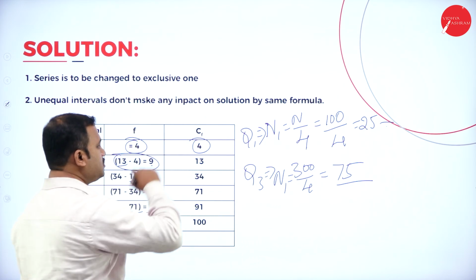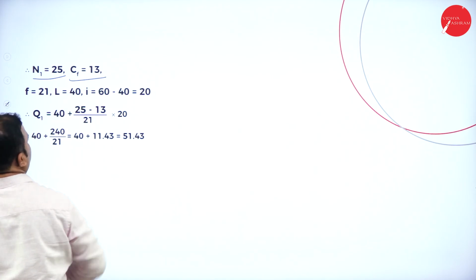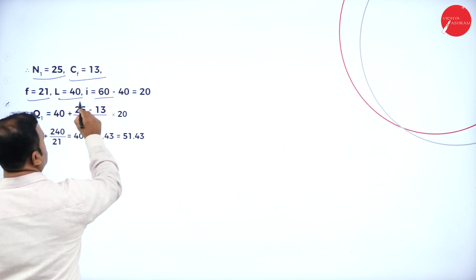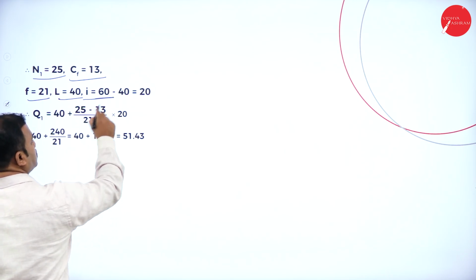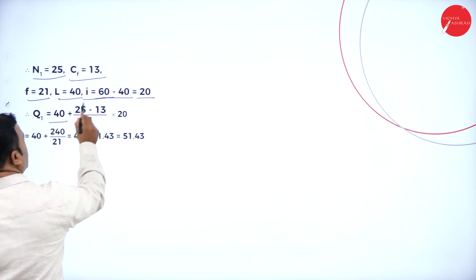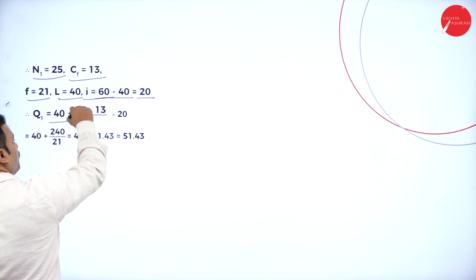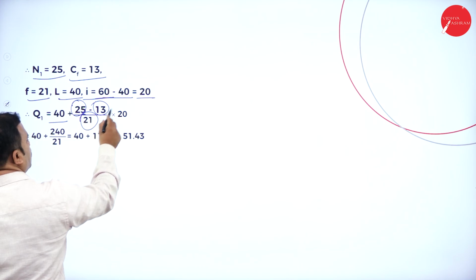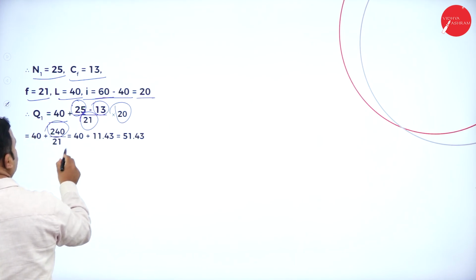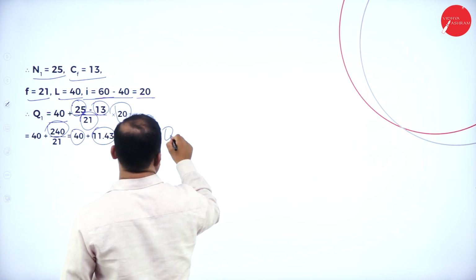Now, if I substitute these values, n1 is equal to 25 for Q1, CF is equal to 13, f is equal to 21, L is equal to 40, that is the lower bound, and i is equal to 20, that is the range, 60 to 40. Then Q1 is equal to 40 plus (25 minus 13) divided by 21 into 20. The same formula I am applying here, substituting the values into the formula. I will get 240 by 21, that is 40 plus 11.43, which is equal to 51.43. That is the value of Q1.